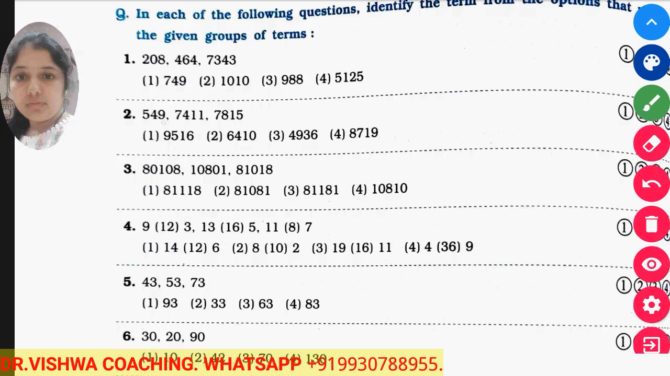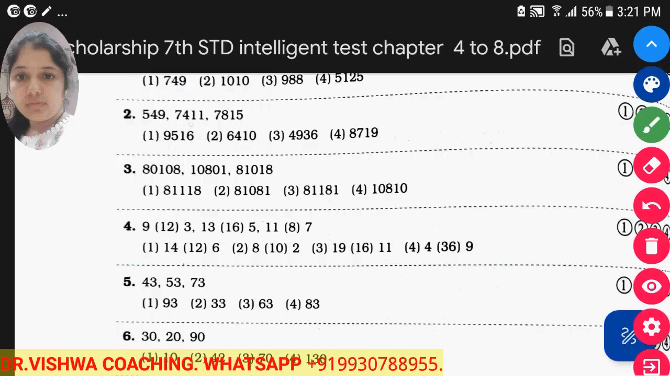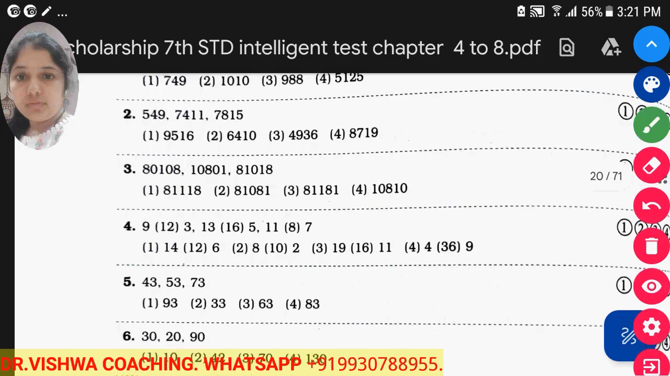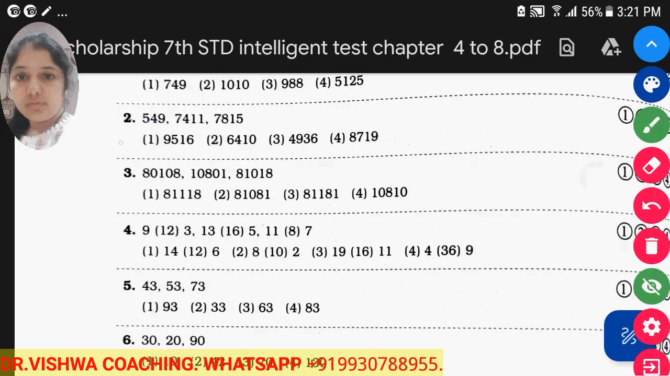Now here, 9 minus 5 is 4, 11 minus 7 is 4, and 15 minus 7 is 8. Or you can say 5 plus 4 is 9, 7 plus 4 is 11, and so on. So you add the first two terms. Now in the first option given, 9 plus 5 becomes 14, so this is wrong. 6 plus 4 becomes 10. Yes, this may be correct.